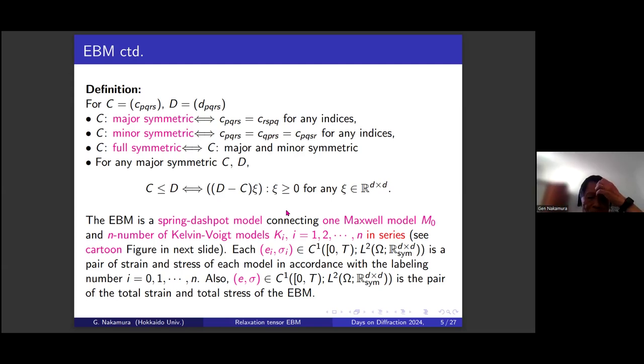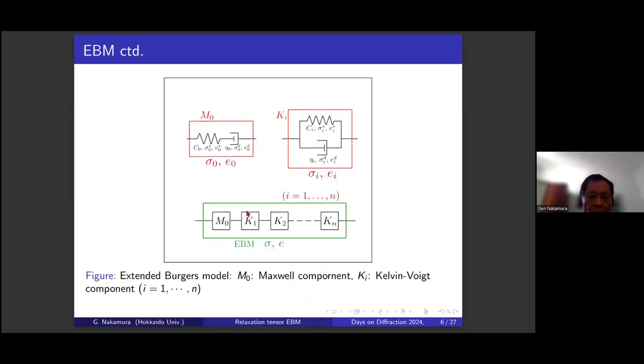So what's the spring dashpot model? It's one of the spring dashpot models known, but which is very important nowadays in the field of rheology and also Earth and planet science. This consists of the Maxwell model part and also several Kelvin-Voigt models. I will show you next the cartoon picture of this EBM. It's like this one. The Maxwell part is denoted by M0, and the Kelvin-Voigt parts are from K1 to Kn. They are connected in series.